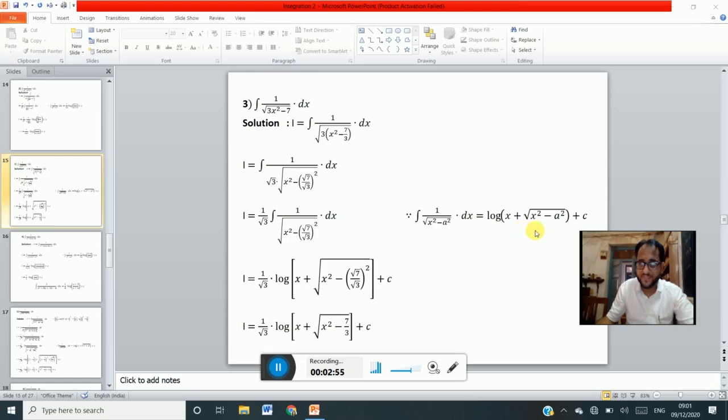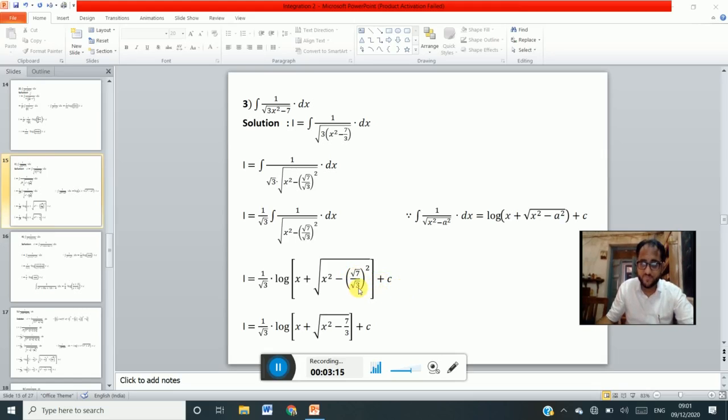Now we use this result: integration of 1 upon root x square minus a square dx equals log of x plus root x square minus a square plus c. C is the constant of integration again. So use this one: 1 upon root 3, which is a constant, log x plus root x square minus root 7 by 3 whole square plus c, right?